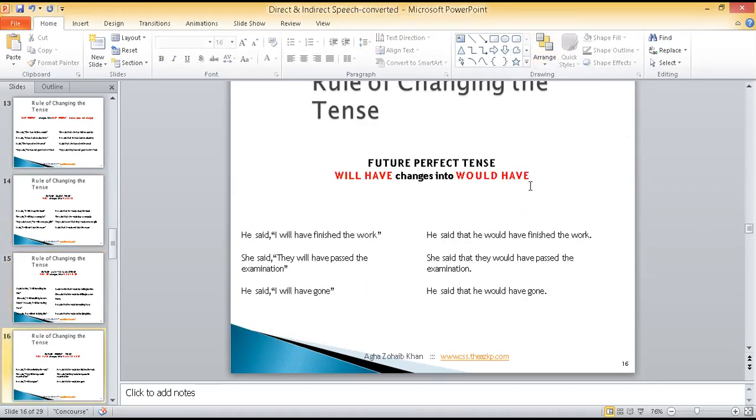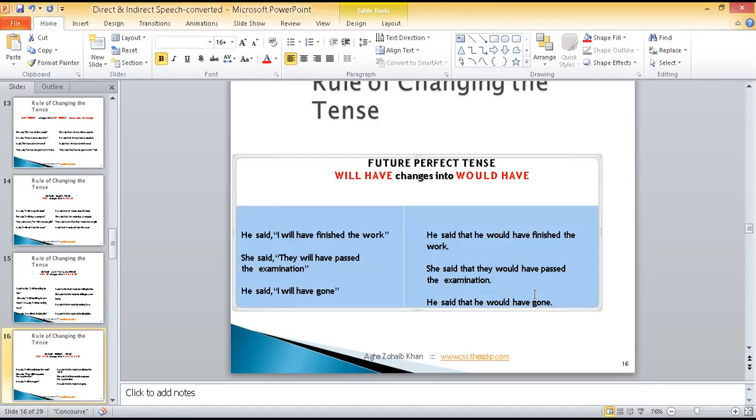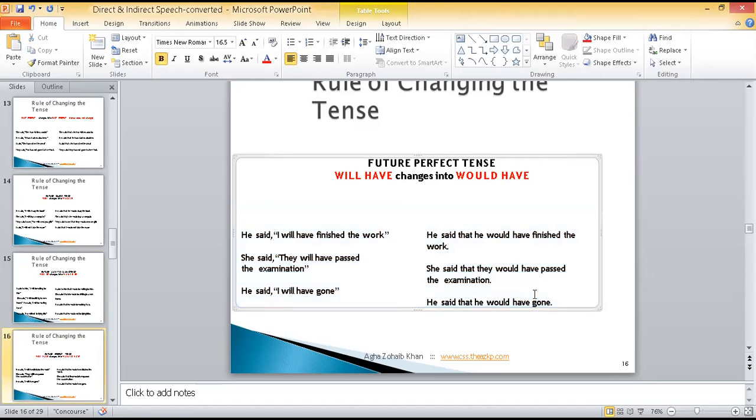Future perfect tense. Now, future perfect is also a family that comes in tenses. How do we change it? When you deal with future perfect, and that is will have, it would change into would have. Simply, you need to remember that the basic function is to change will into would. If it is coming with will, it would change into would. If it is coming with will be, it would change into would be. If it is coming with will have, it would change into would have. I want to explain that the major operation would take place with would. The rest would remain as it is.